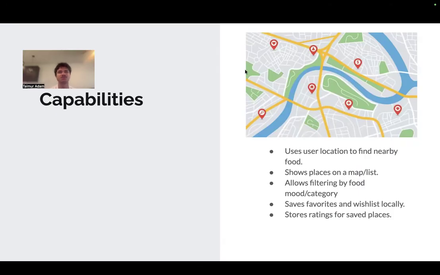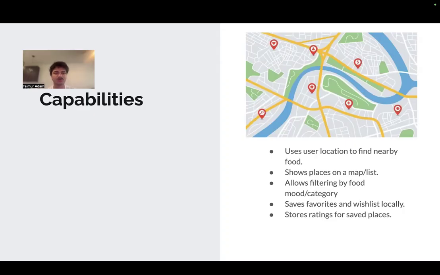This slide shows the capabilities of CampusBites. The app uses the user's location to find food nearby. It can show food spots on a map and also in a list so that the user has more than one way to browse. The app also allows filtering by food mood or category, which helps narrow down the results. Instead of seeing every possible location, the user can focus on what they actually want.